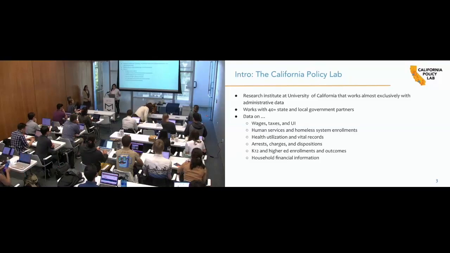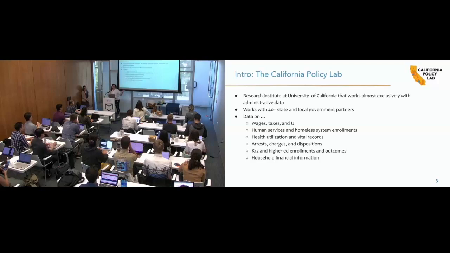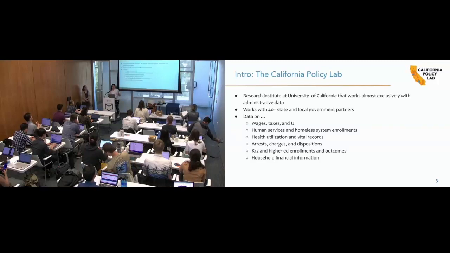We focus on 6 different policy areas, including social safety net, higher education, criminal justice, labor and employment, homelessness, and health. We work with over 40 state and local government partners and focus almost exclusively on administrative data. And as you can see, we currently have data on wages, taxes, unemployment insurance, human services and homelessness systems of enrollment, and more.